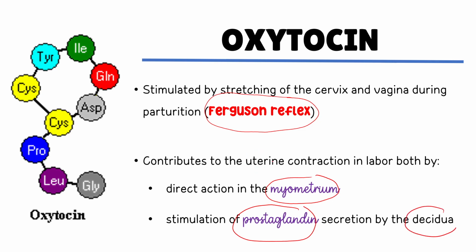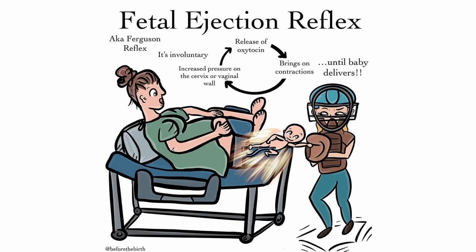As for the decidua, kids, that is our term for the uterine lining during pregnancy, which will form the maternal part of our placenta. So it goes like this during labor, because uterine contraction is really needed to release the baby. So your fetal ejection reflex is also known as your Ferguson reflex.